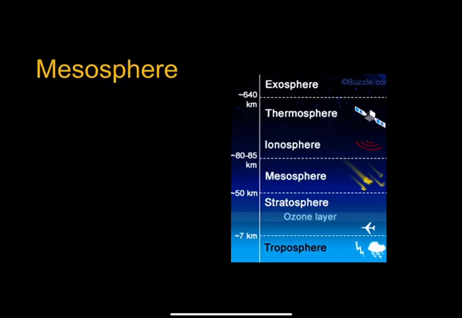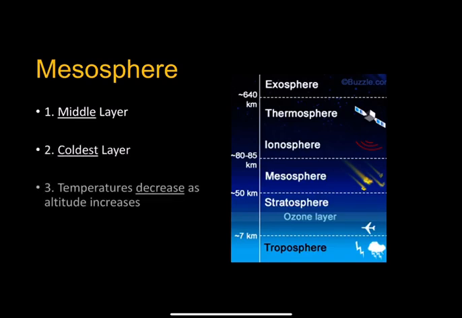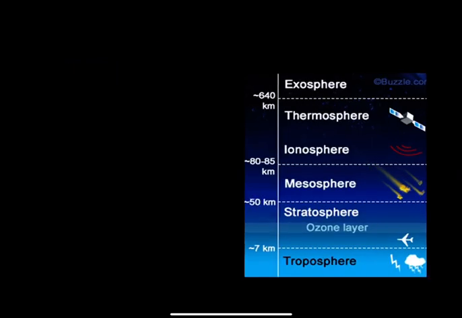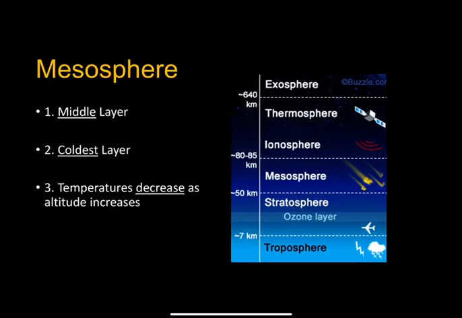The mesosphere. The mesosphere is the middle layer of our atmosphere. It is also the coldest layer. That's very important for you to remember, by the way. Temperatures decrease as the altitude increases. So the higher up you go, the colder you will be. The mesosphere is also where we tend to have a lot of our meteors disappear.